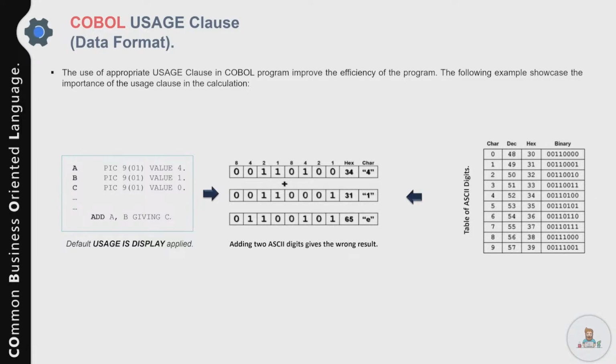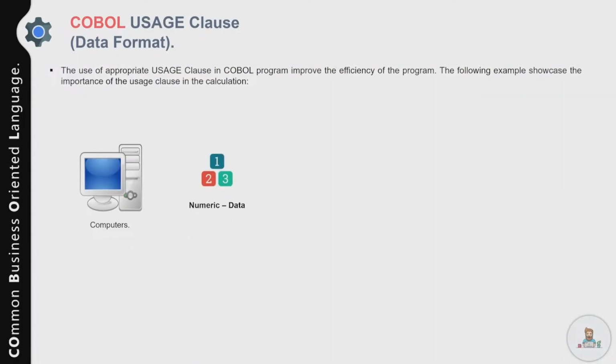Now this in turn means that the digit 4 in A is encoded as 00110100 and the digit 1 in B is encoded as 00110001. When these binary numbers are added together, the result would be 011000101, which is the ASCII code for the lowercase letter e, which is absolutely wrong. So if you perform any calculation on two numbers stored as ASCII, you'll end up getting an incorrect result.